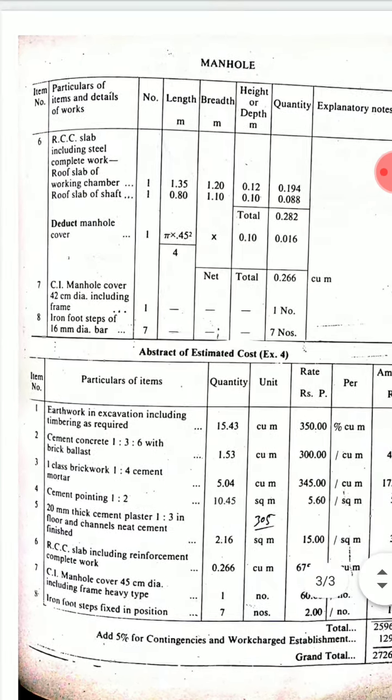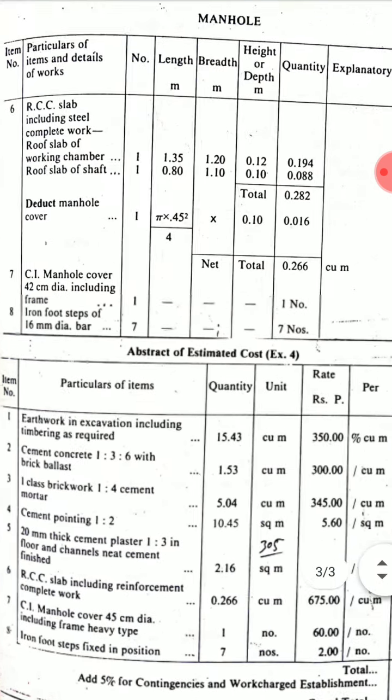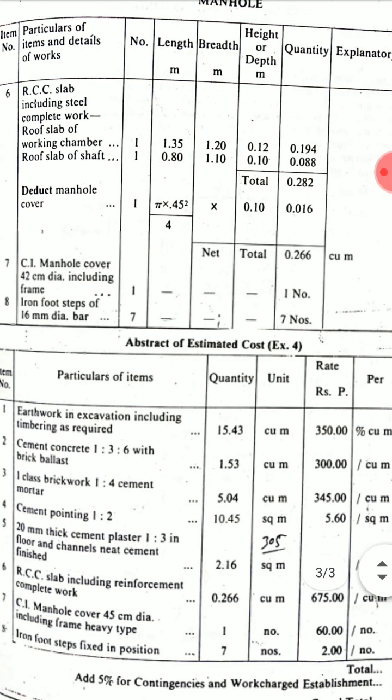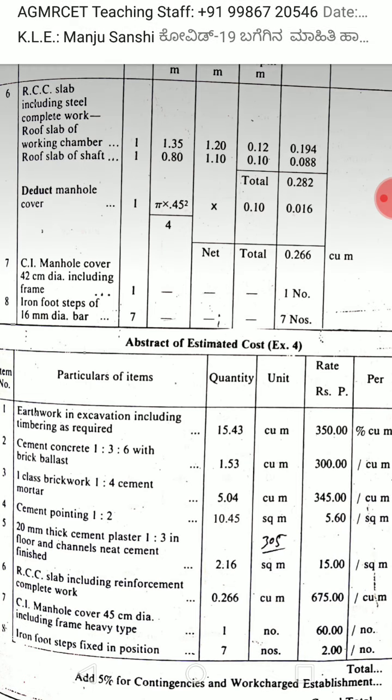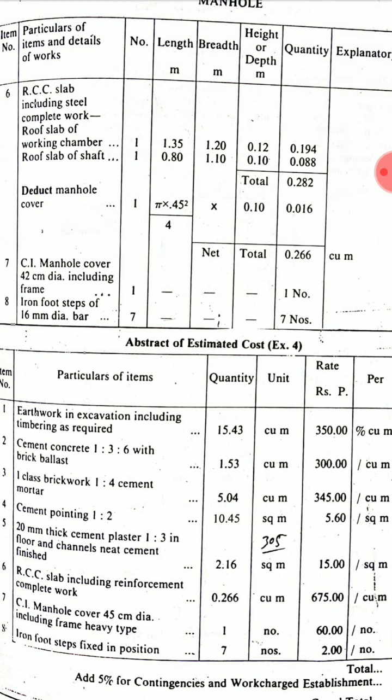So the next thing is RCC slab including steel, complete work, roof slab of working chamber. So one number, 1.35 into 1.2, and the thickness will be 0.12.